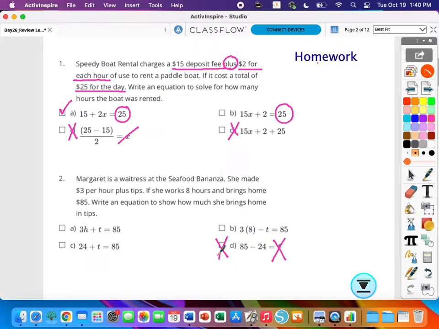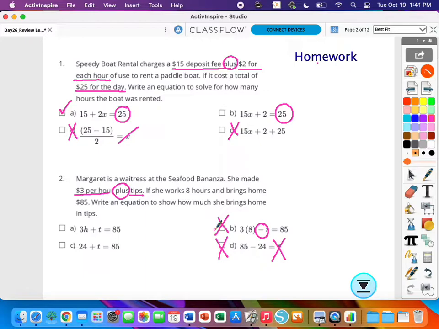Now we need to look into the rest of the problem. She made $3 per hour plus tips. So you want to look for addition here. You have addition in A and C, but you have subtraction in B, so you know that's not correct. $3 per hour would be 3 times H. Plus tips is plus T. Now, if you look, what I said just then is letter A.